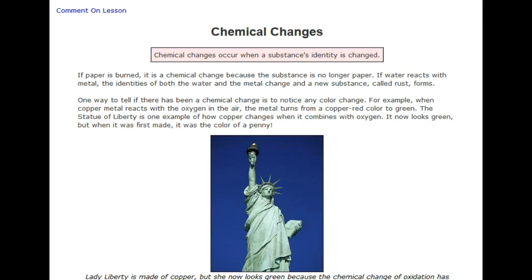Chemical changes occur when a substance's identity is changed. If paper is burned, it is a chemical change because the substance is no longer paper. If water reacts with metal, the identities of both the water and the metal change, and a new substance called rust forms. One way to tell if there's been a chemical change is to notice any color change. For example, when copper metal reacts with the oxygen in the air, the metal turns from a copper red color to green. The Statue of Liberty is one example of how copper changes when it combines with oxygen. It now looks green, but when it was first made, it was the color of a penny.